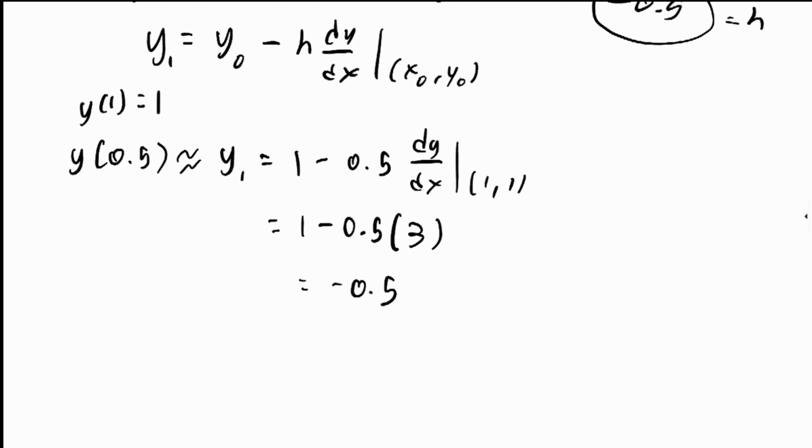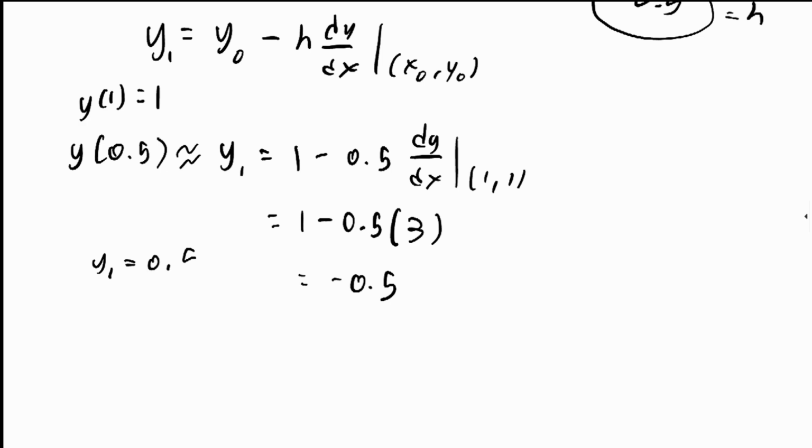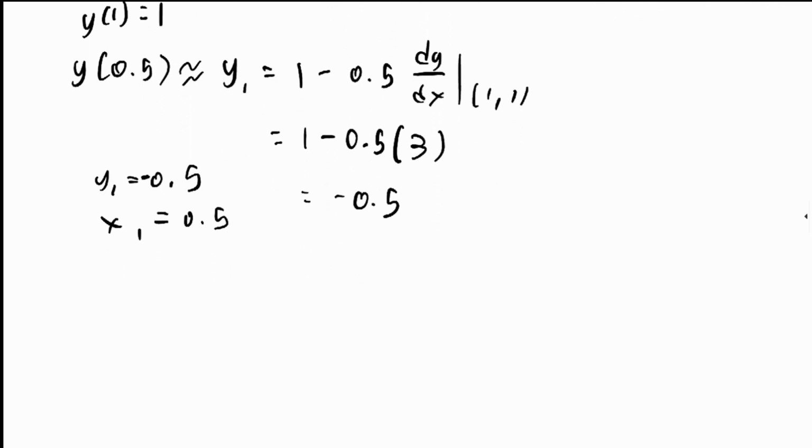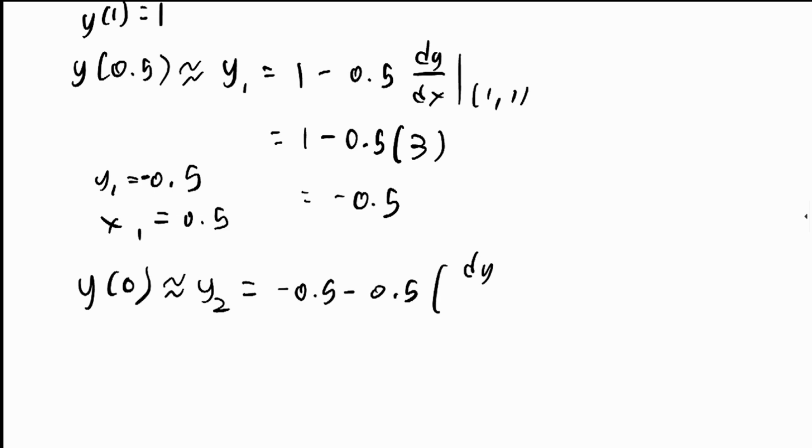Okay? This is the new y. Sorry, y sub 1 is negative 0.5. And now what we're looking for, y of 0, is then approximately y2, which is equal to y1, which is negative 0.5, minus 0.5 times the derivative at 0.5 comma negative 0.5.